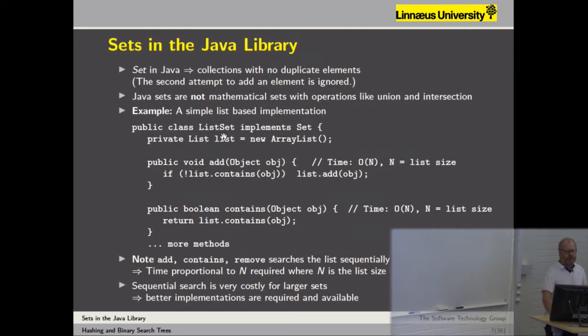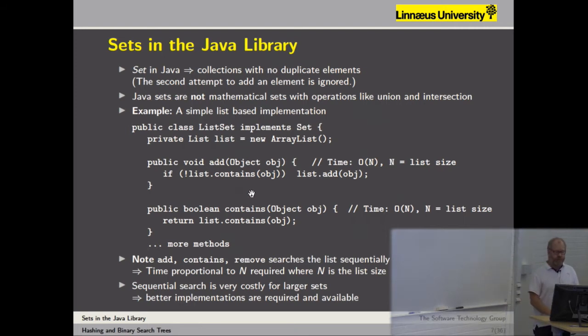A simple set implementation could be something like this. I am using an ordinary ArrayList as my backing here. And when we want to add something to it, I start by checking, is it already there? If it is not, then I'm adding it. Do you see that this will have this duplicate property? It will recognize if we try to add something twice. I'm saying here that the time complexity of this one is O of N. We will talk about time complexity in the next lecture, but it means that the time to perform this operation is proportional to the list size. The longer the list, the longer it will have to run through the list to see whether we already have it or not.